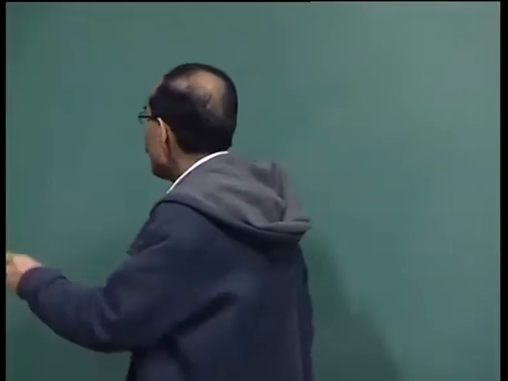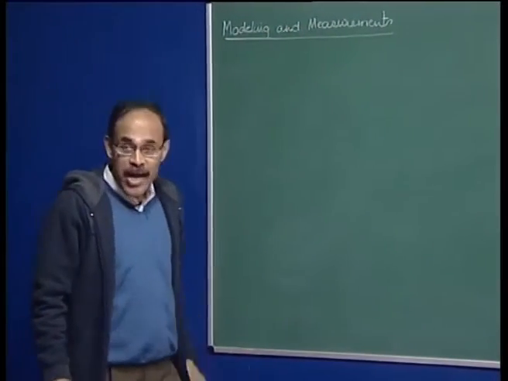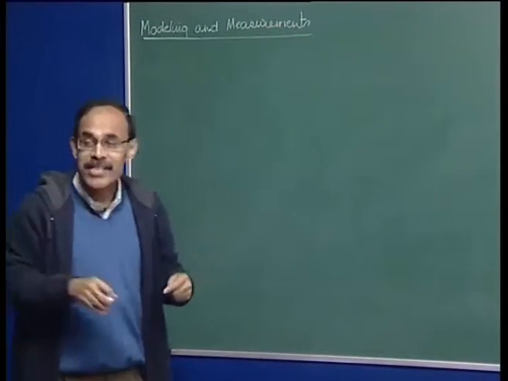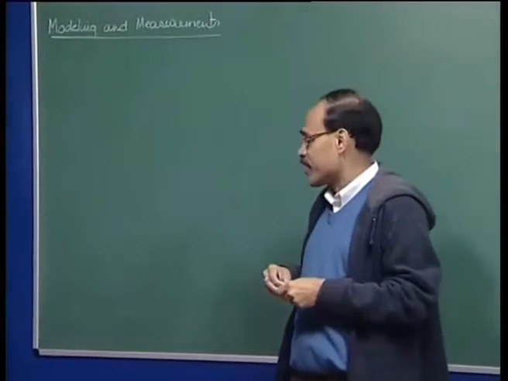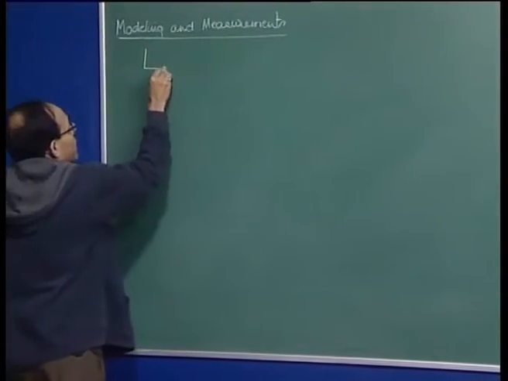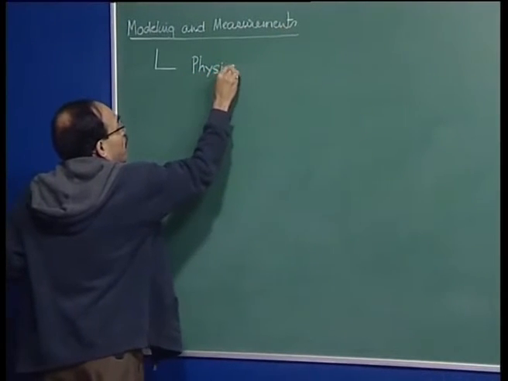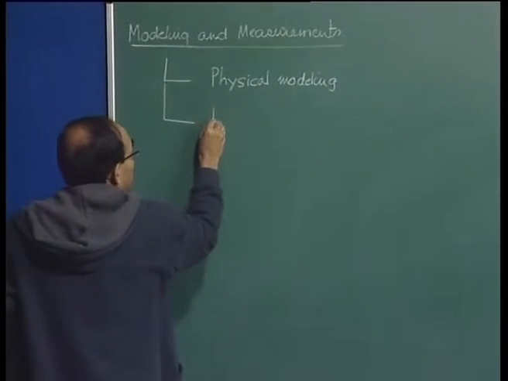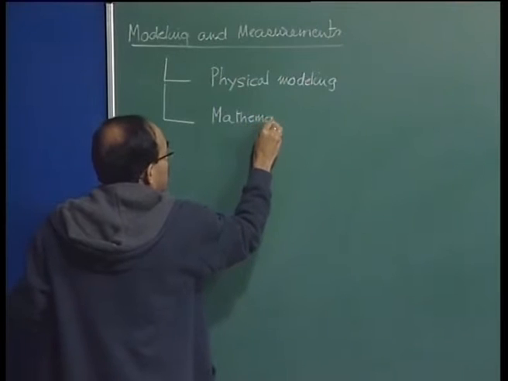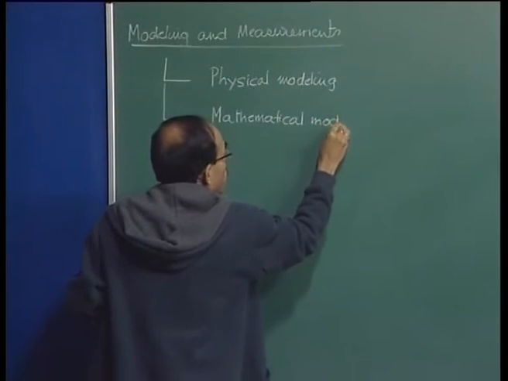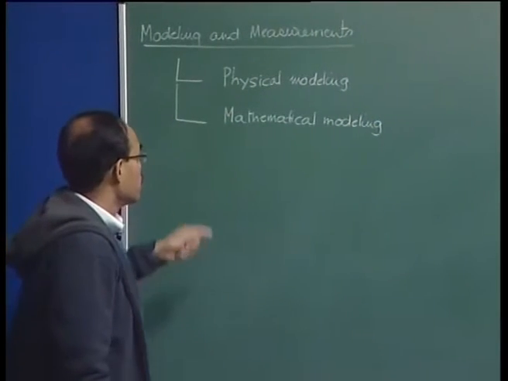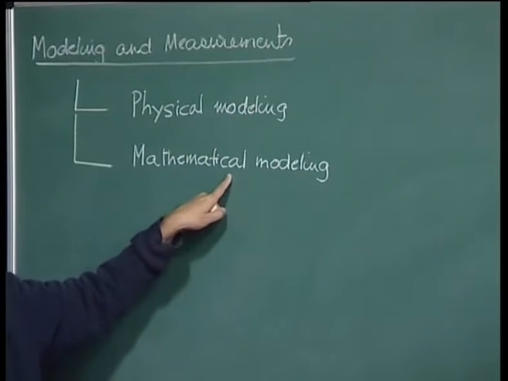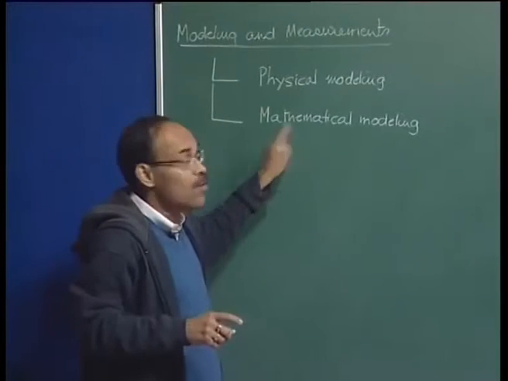Now, models basically means representing a process, and we can represent a process either by a mathematical equation or expression, or by a physical setup itself, by changing the scale, the dimension, the fluid, and so on. So, we can have physical modeling, and we can have mathematical modeling. Physical modeling represents the process, most of the time, in a smaller scale, while mathematical modeling represents the process in terms of a mathematical equation or expression. I will discuss both of these one by one.